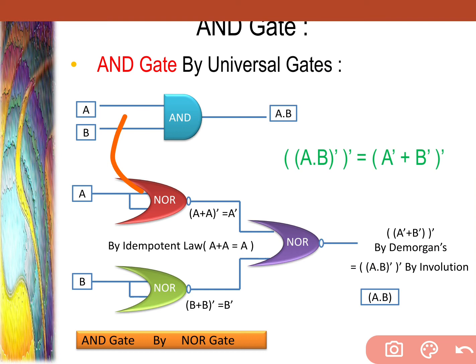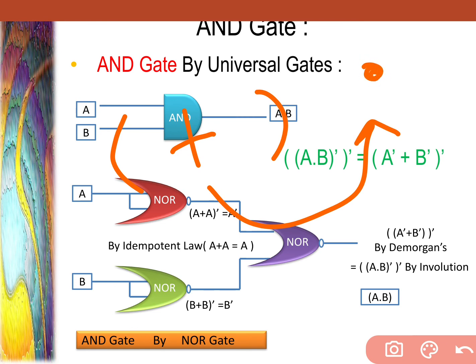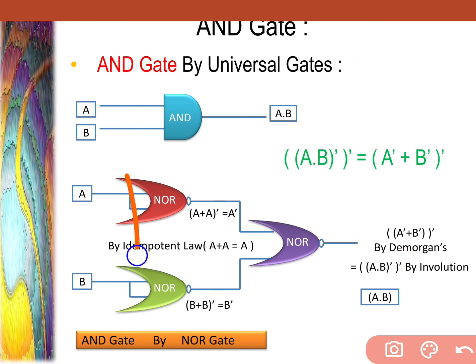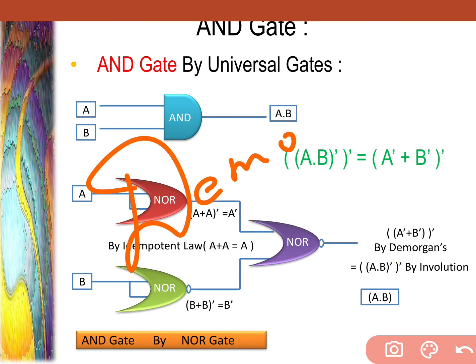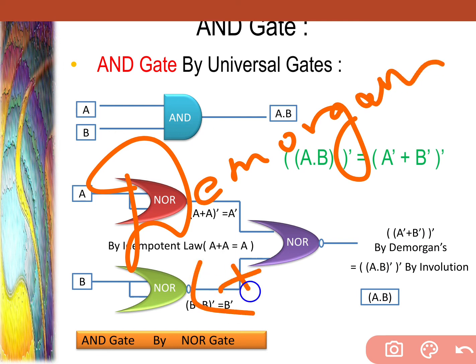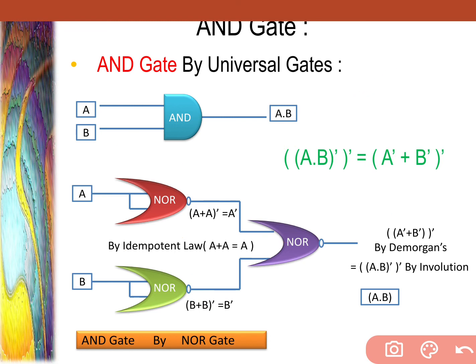But remember one law we are having, which converts plus into dot and dot into plus. That is De Morgan's law. We have to apply De Morgan's law, so then we are able to convert plus into dot. And now what do we have to do? How are we going to apply De Morgan's law? That's why I had written a small trick here.